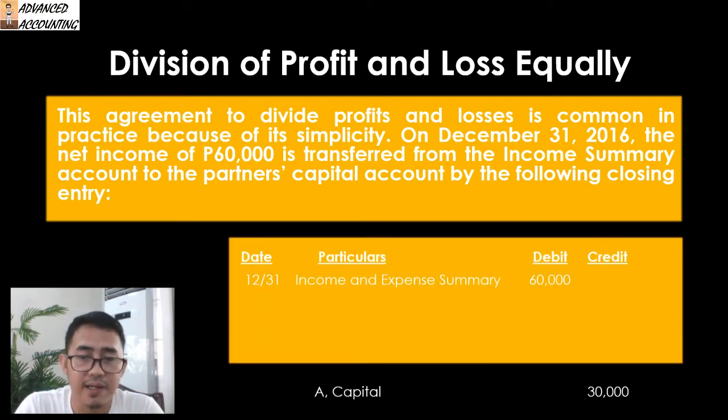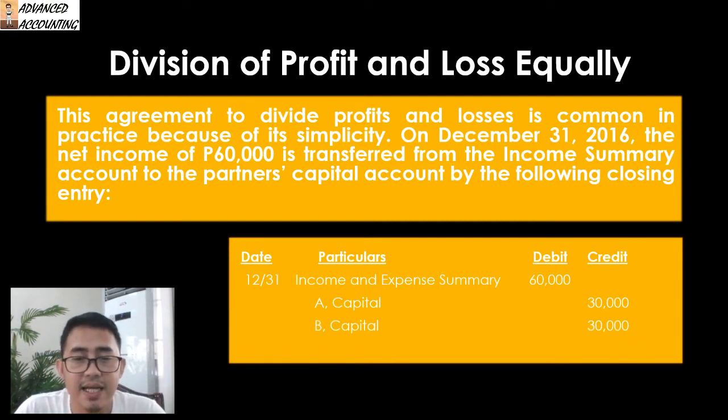Okay, so we have here a debit to income and expense summary of 60,000 and a credit to A capital 30,000 and B capital 30,000. Since this is the simplest computation of the division of profits and losses, we just divide the net profit or net loss depending on the number of partners a partnership has. Since there are only two partners in this case, 60,000 divided by 2, A will receive 30,000 and B will receive 30,000 also.